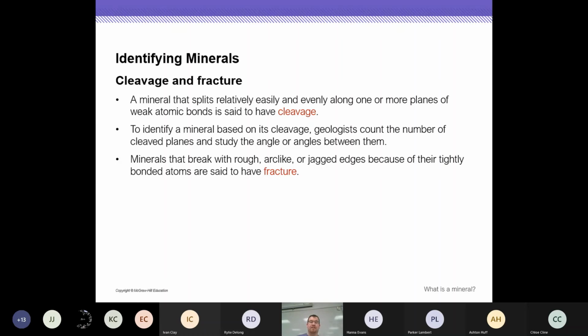Whereas a fracture is more of a break. It's rough, arc-like, with jagged edges. It's not very clean. I don't know if you guys have seen this before or not, but cleavage is a very clean break. You're like, oh, that's very neat. Fracture is not.